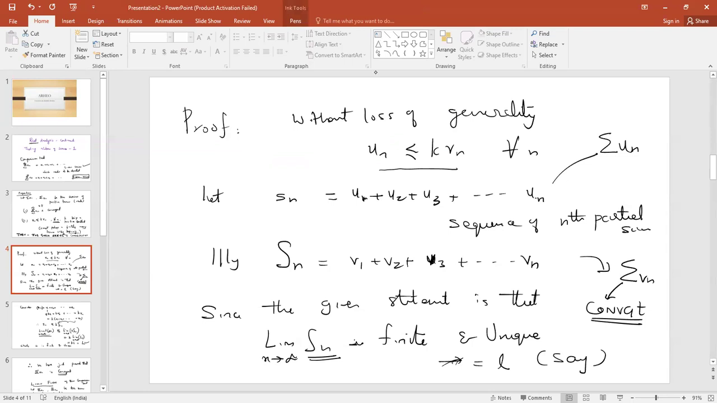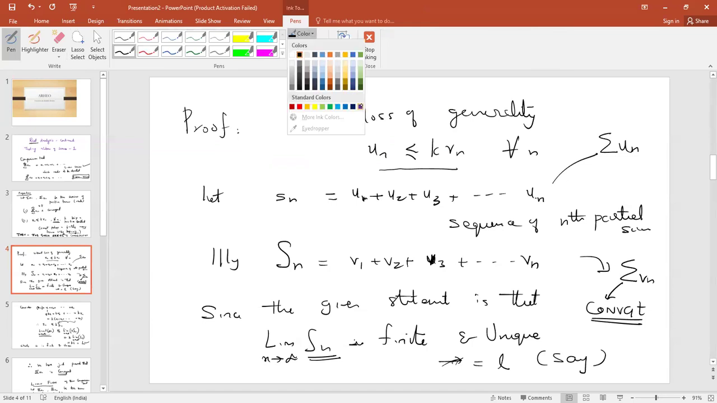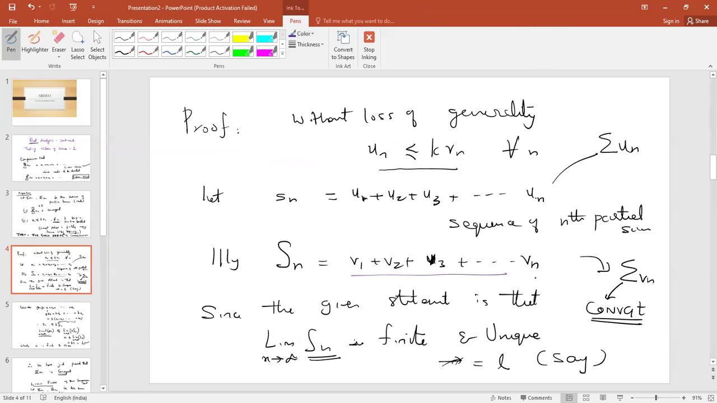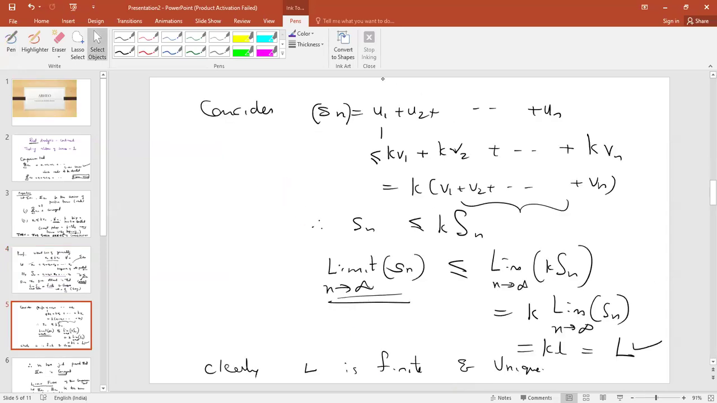What I want to say is that we know something about the latter series, that it is convergent, and by the very definition of a convergent series, the sequence of nth partial sums converges, which means this limit is finite and unique. Let us give it the name L. And we should conclude something about the other series. Let's see how it goes.